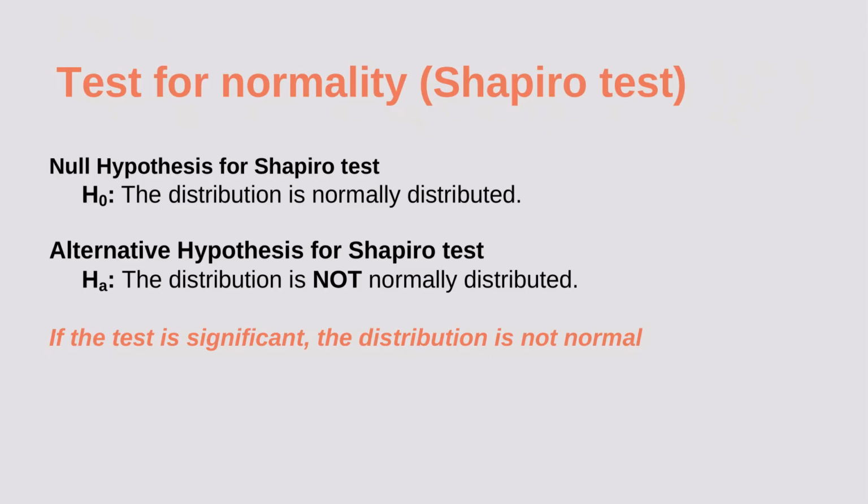Visual inspection of the histogram of the data is usually reliable for judging normality. However, if you are in doubt, one of the methods to test if the data is normally distributed is called the Shapiro test. The null hypothesis of the Shapiro test states that the sample distribution is normal. If the test is significant, the distribution is not normal.